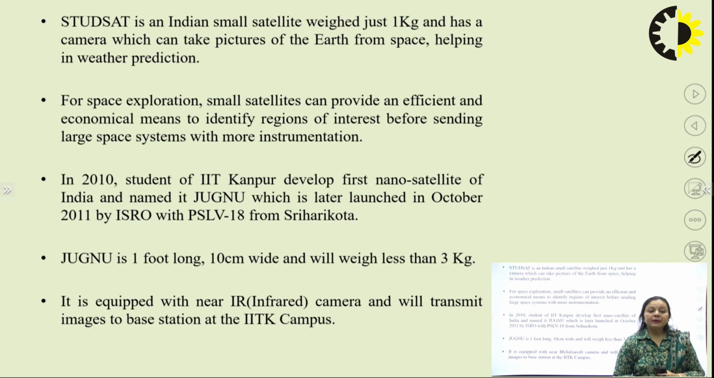For small space exploration, these small satellites provide an efficient and economical means to identify the regions of interest before sending large space systems with more instrumentation. So it says that if you have a certain kind of interest, if you want to explore that part of land, if I want to launch a satellite for remote sensing purposes, I can first send a small economical satellite just to identify the regions of interest where I can fulfill my application. So before placing a huge satellite into space with large instrumentation involved, I can just place a small satellite which weighs around just 1 kg.